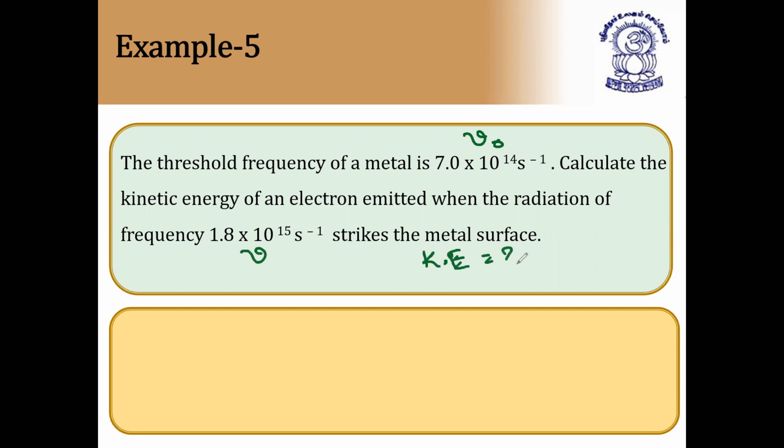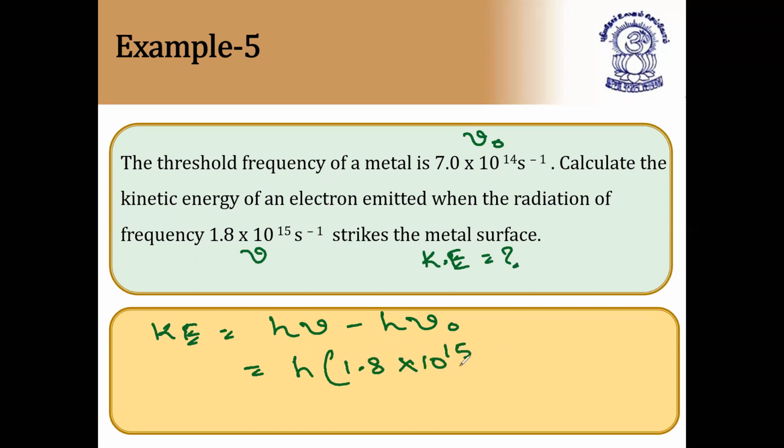So kinetic energy is equal to how much? Kinetic energy is equal to h nu minus h nu naught, that is h into nu minus nu naught. Nu is called frequency of light and nu naught is the threshold frequency: 1.8 into 10 to the power 15 minus 7 into 10 to the power 14. For this we have to calculate. I'm showing the calculation also. Take 1.8 into 10 to the power 15 as 18 into 10 to the power 14, so that you can easily subtract because the powers of 10 should be equal. 18 into 10 to the power 14 minus 7 into 10 to the power 14.